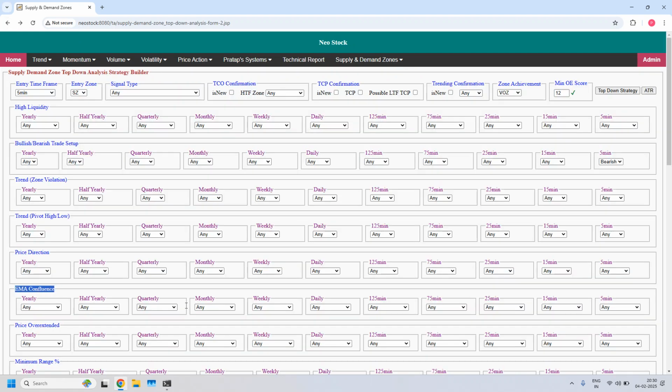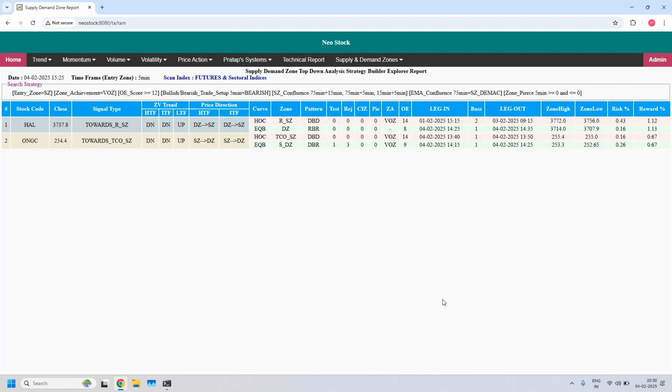In the EMA confluence at 75 minutes time frame, I am setting the filter 75 minute supply zone having daily EMA confluence. With this filter, we got both the stocks. So both these 5 minute supply zones are having even more high probability trade setup to get the success.